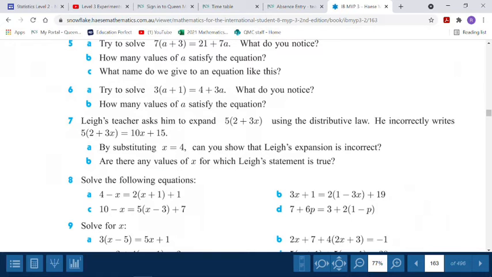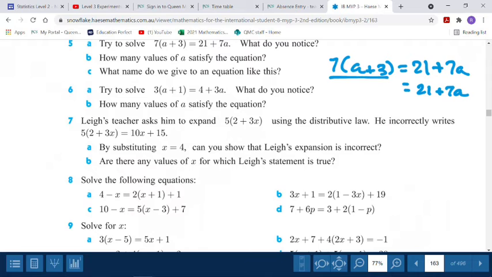It says, try to solve 7 times (a plus 3) equals 21 plus 7a. What do you notice? I know it's an equation because of the equal symbol. The first thing I look for is brackets, and I have brackets, so let's take care of that first. I'm just going to bring everything else that's not in a bracket down to the next line.